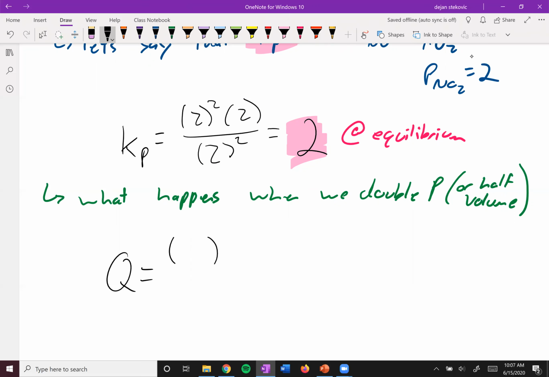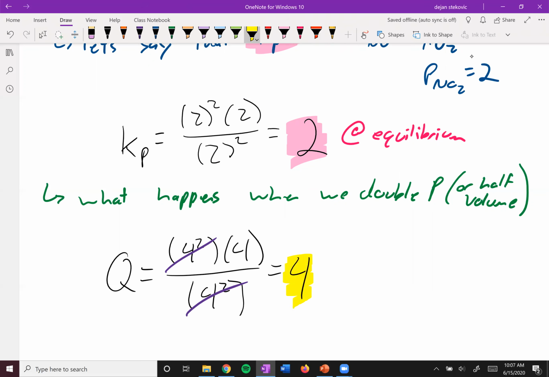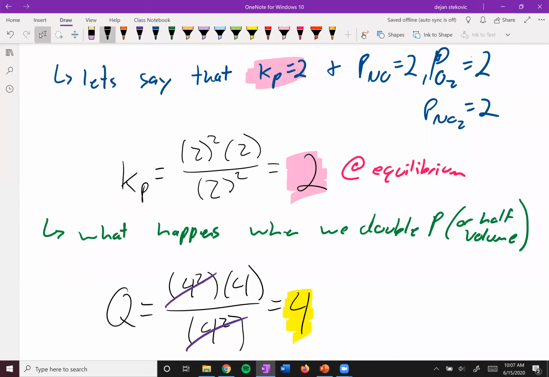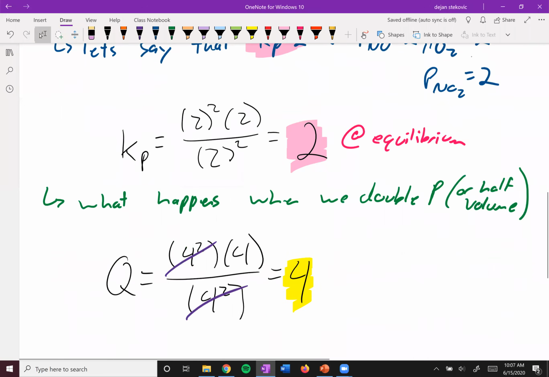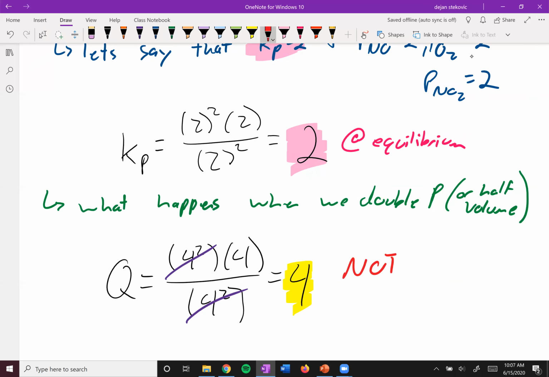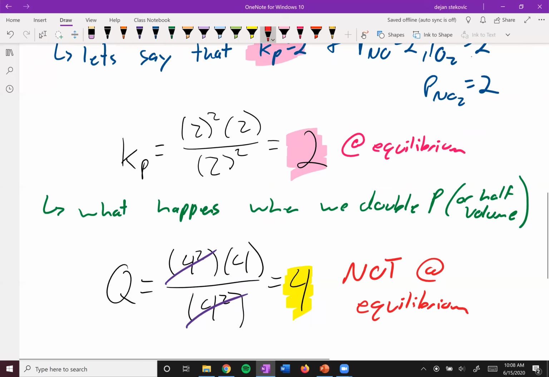So if we double the pressure, we're going to double the concentration. Or if you halve the volume, you're going to double the concentration. So now we get 4 squared times 4 over 4 squared. You can plug that in your calculator, or you can just think these guys cancel out. And now we're equal to 4. 4 is not our value of K, so we are not at equilibrium.